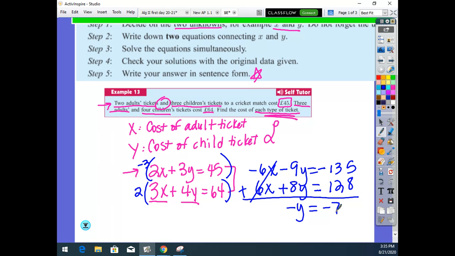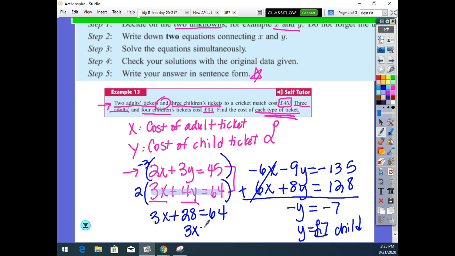That's one of the biggest problems in mistakes in math. But my y has to be positive, so multiply through by -1. Y is +7. So 7 pounds is the cost of the child ticket. Okay, then I'm going to take my 7 pounds, plug them back into, let's just do this one, the bottom one. So 7 is our y, and 4 times 7 is 28.